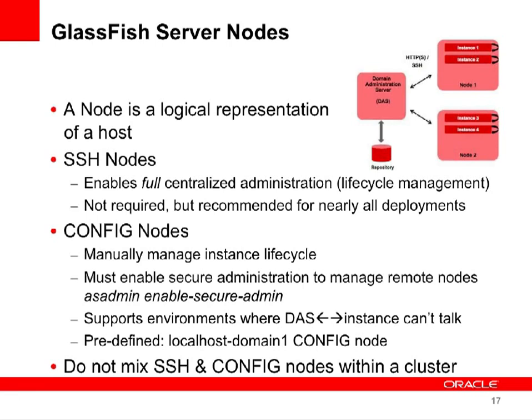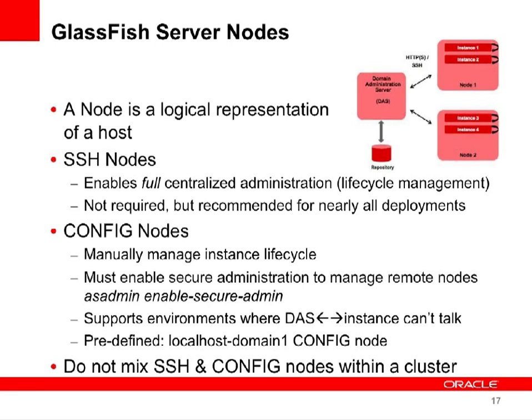I thought I'd dig in a little bit more into GlassFish server nodes. So a node in a GlassFish cluster is a logical representation of a host. And if you're an existing GlassFish Server 2.1 user, it's basically a logical representation of what a node agent used to be, right? So there isn't a physical node or process running on a remote host. It's just a logical representation within the DAS configuration. And there are two types of nodes. There's the SSH node, which I've focused on for the most part so far, and this enables full centralized administration, which includes lifecycle management of remote instances.